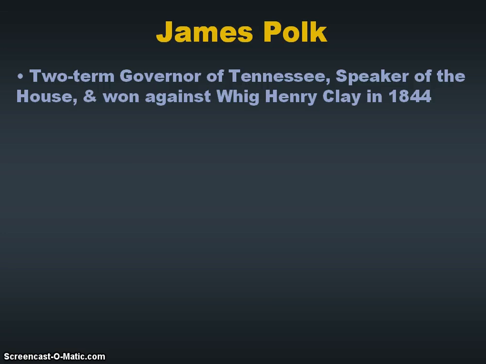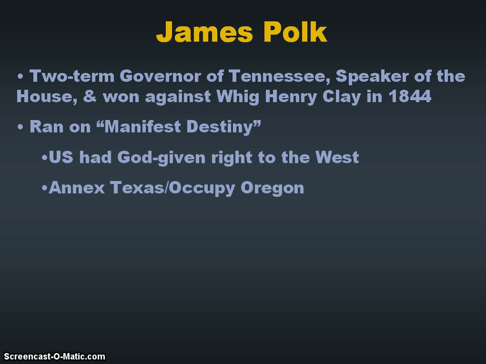Okay, so 1844, we've got a guy named James Polk who is going to win the presidential election against the super American himself, Henry Clay. And Polk's going to run on a platform of manifest destiny, which he's going to argue that the U.S. has a God-given right to the West, and he's going to suggest annexing Texas and occupying Oregon.